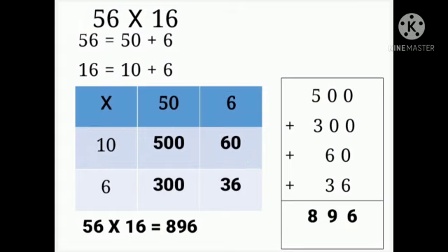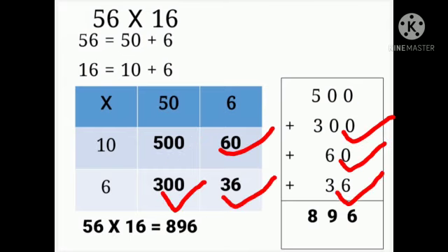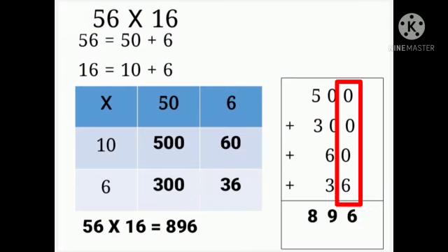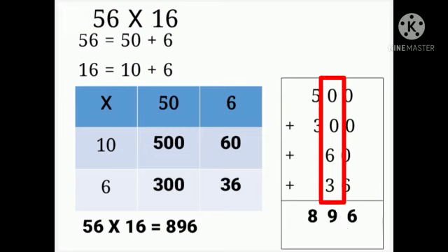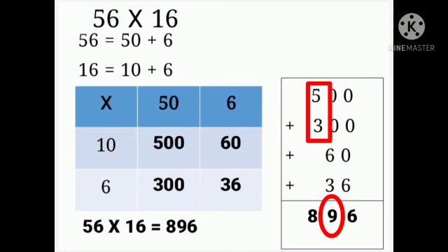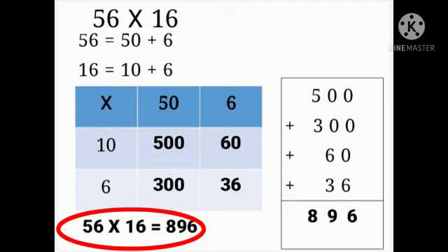Now let's see next. 6 multiplied by 50. We will write down first 1 0 of 50. 6 5s is 30, so 300. 6 6s are 36. Now let's arrange them for addition. 500 plus 300 plus 60 plus 36. Starting from units place. 0 plus 6 is 6. 0 plus 6 is 6, 6 plus 3 is 9. 5 plus 3 is 8. Therefore, 56 multiplied by 16, answer is 896.